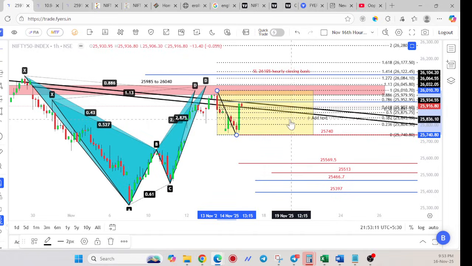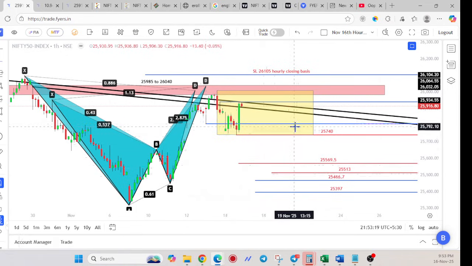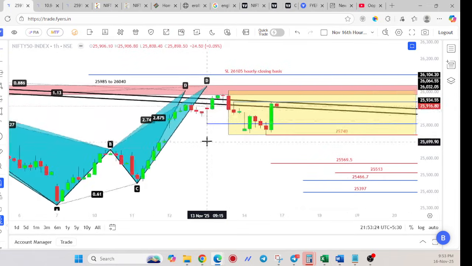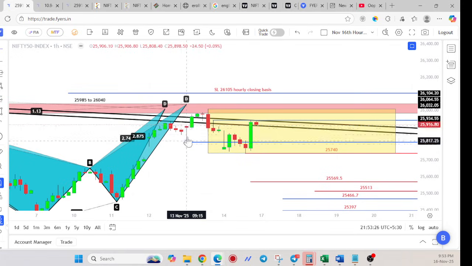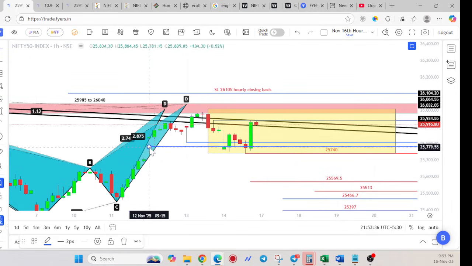Let's go back to the chart. Let me delete all the boxes and all. Okay, look at that. That blue line, big bar, right, with a big pin. There's a big wick in this candle. The low of this candle is 25,808. Now look at this one. The low of this candle is 25,781. So this tells us that 25,800 closing basis is a very good support.